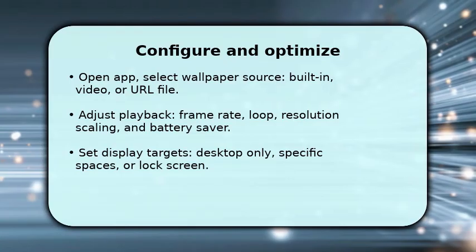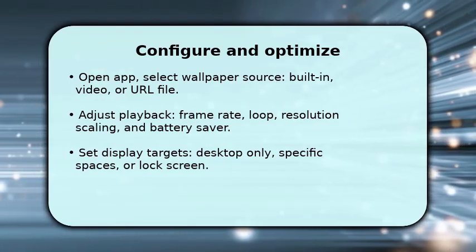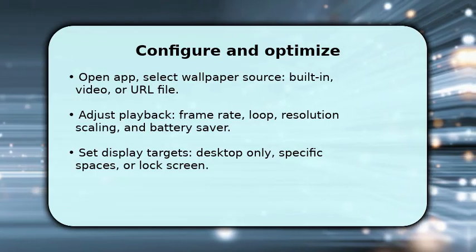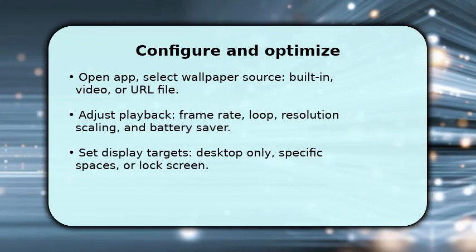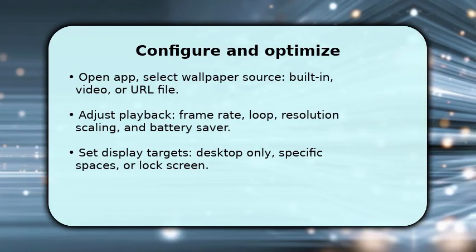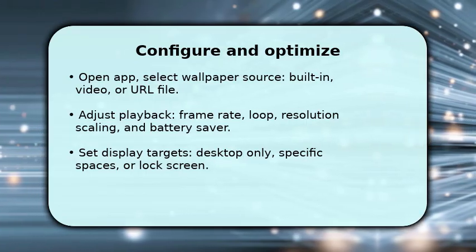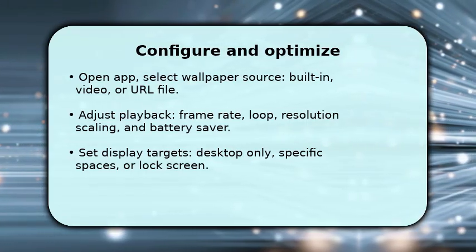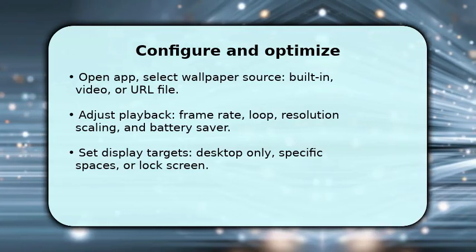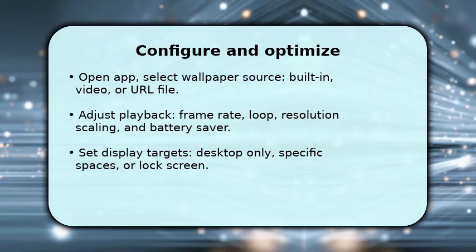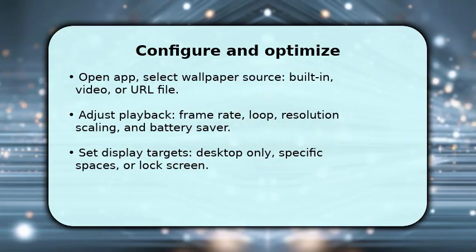Now you configure the wallpaper itself. Choose whether it's a bundled animation, a local video, or a remote file, and pick the target display or desktop space. You should lower resolution or frame rate when performance matters, and enable battery saver or pause on low battery to avoid overheating. Once your settings are applied, test switching spaces and full-screen apps to ensure the wallpaper stays where you expect. If you want different wallpapers per monitor, assign them in the app or macOS display preferences.